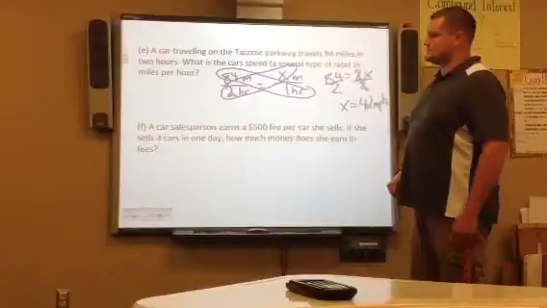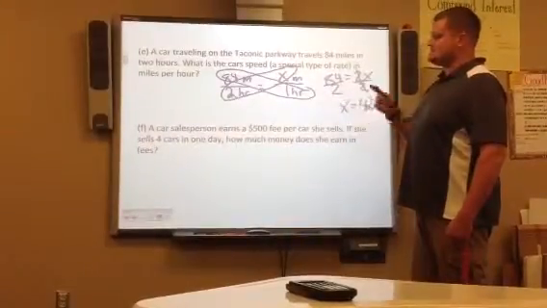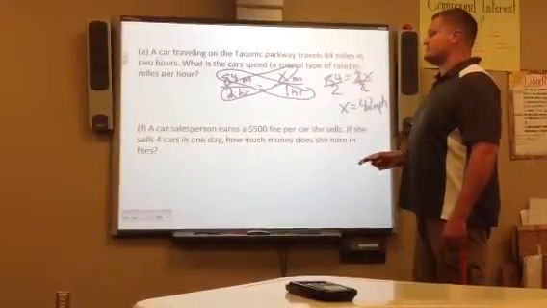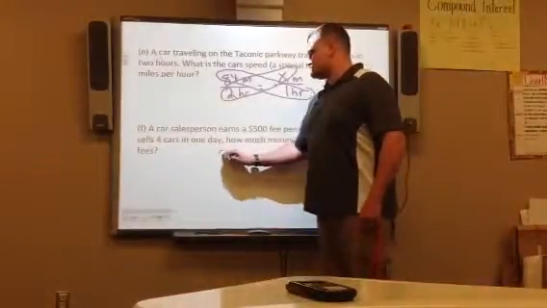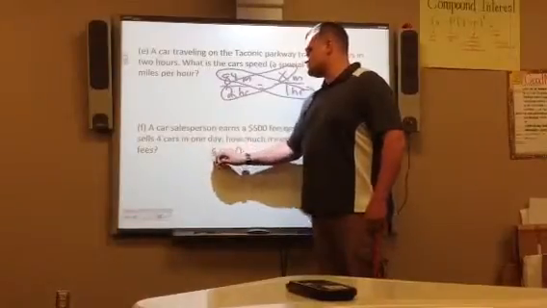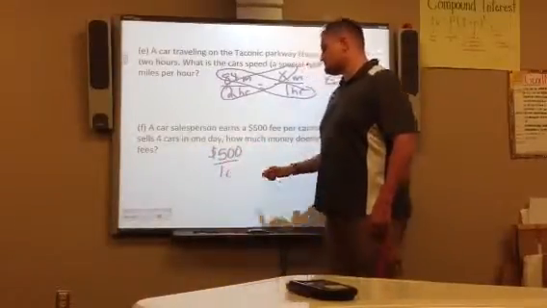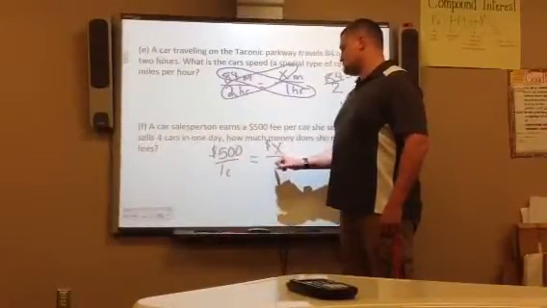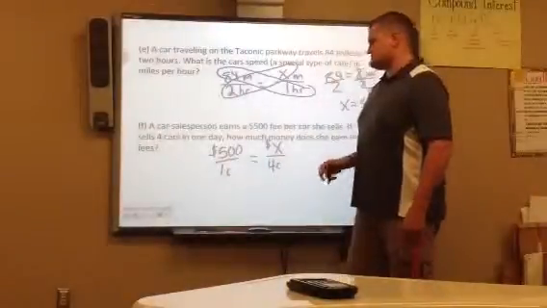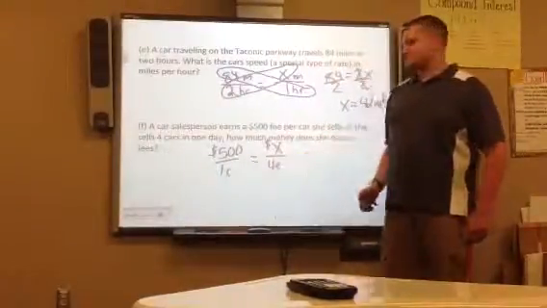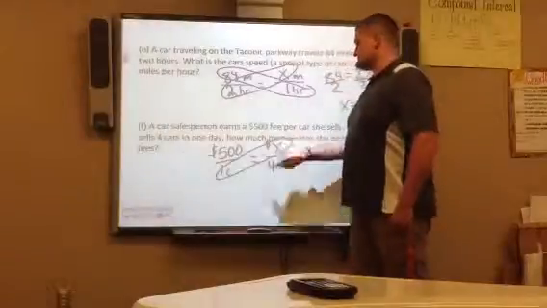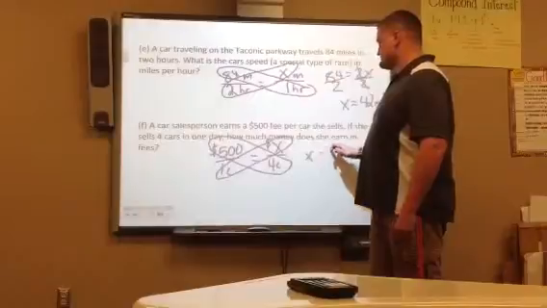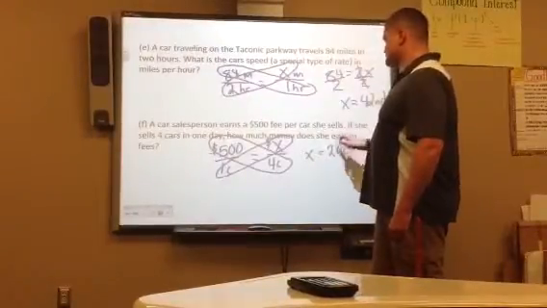And our last one on this one, again, we're just checking to hopefully you have these right. A salesperson earns a $500 fee per car she sells. She sells 4 cars in 1 day. How much money would she earn? So she gets $500 per one car, we want to know how much money she would get if she sold 4 cars. So again, keeping the money on the top, cars on the bottom, we cross multiply. 1 times x would be x, and 4 times 500 is 2,000. So she would earn $2,000.